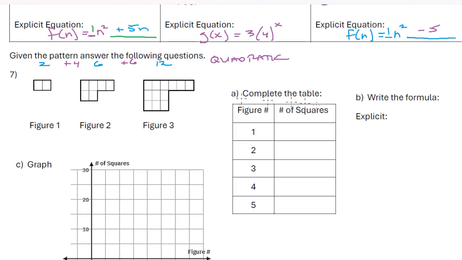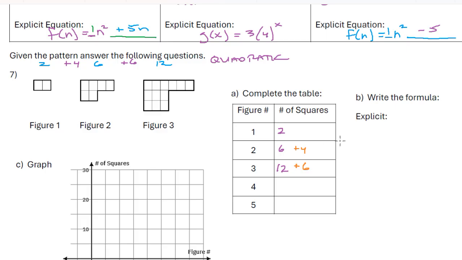For figure 1, we've got 2 squares. For figure 2, we have 6 squares. And for figure 3, we have 12 squares. And we can see, class, if we check our first difference, we already saw it a moment ago. We're adding 4 to get from 2 to 6 and adding 6 to get from 6 to 12.